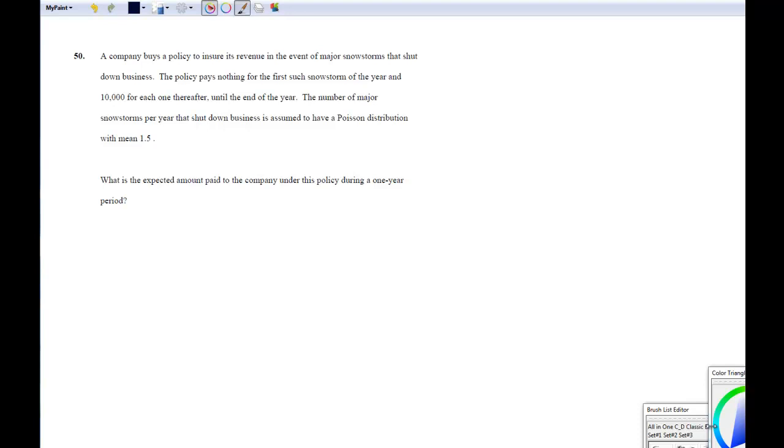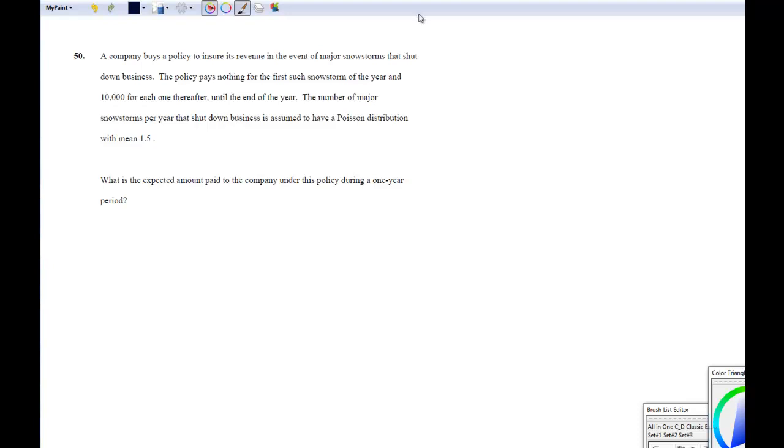So this is probability exam problem number 50. A company buys a policy to insure its revenue in the event of major snowstorms that shut down business. The policy pays nothing for the first such snowstorm of the year and $10,000 for each one thereafter until the end of the year. The number of major snowstorms per year that shut down business is assumed to have a Poisson distribution with a mean of 1.5. What is the expected amount paid to the company under this policy during a 1-year period?